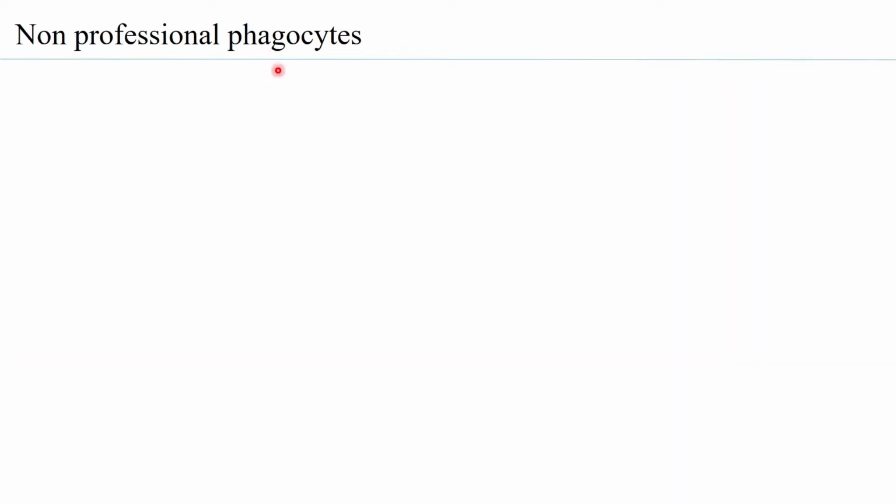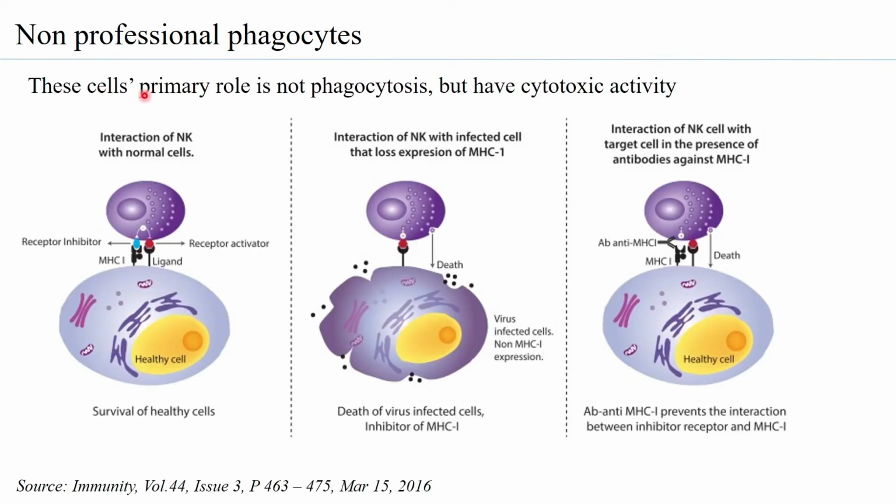Then you have what are called non-professional phagocytes as well. For example, these cells' primary role is not phagocytosis, but they do give rise to cytotoxic activity. So eventually, in one way or the other, they are ensuring that the foreign antigen is getting eliminated. So here is an example of natural killer cells. Natural killer cells can distinguish between normal cells and diseased cells. So they can distinguish between healthy cells and the diseased cell.